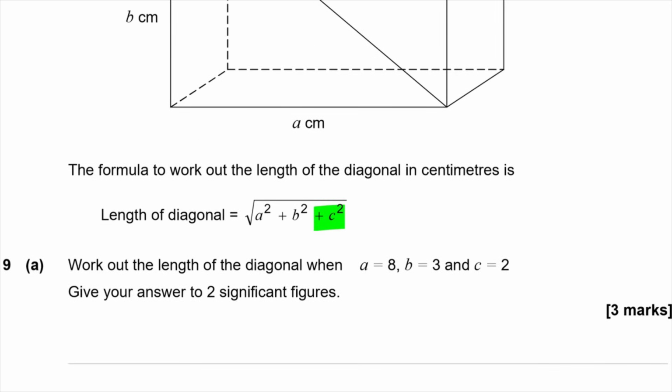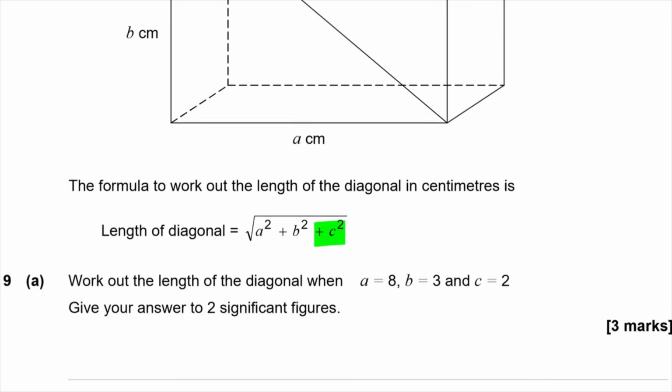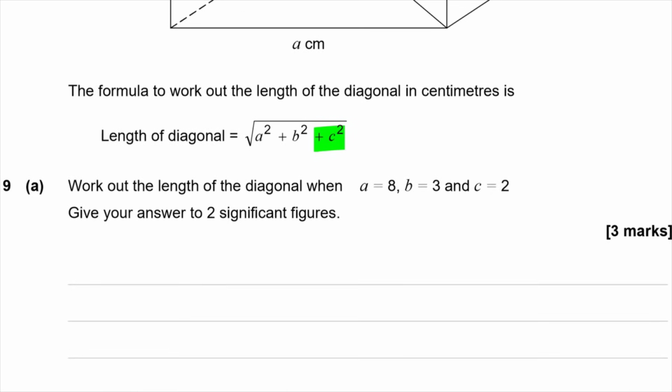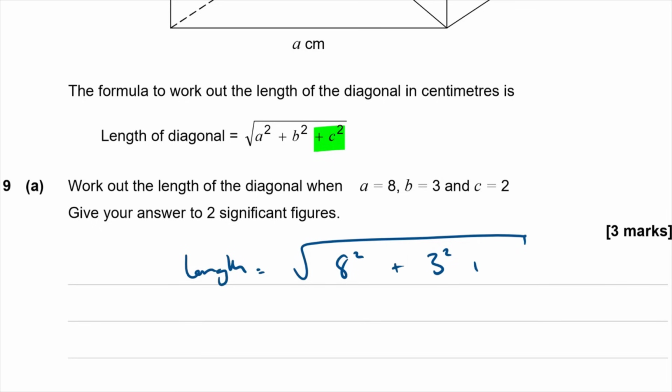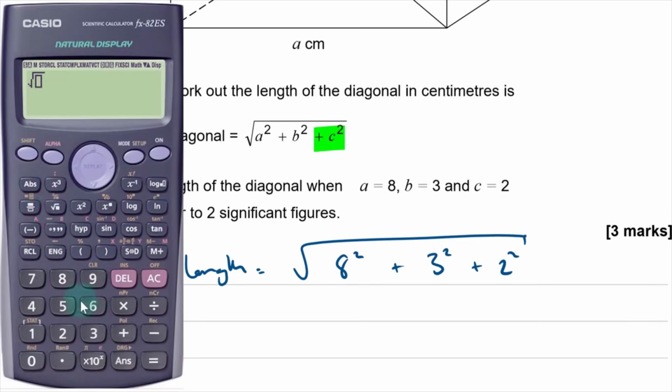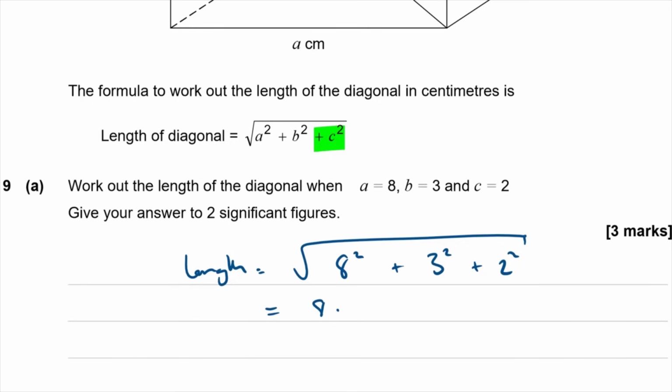So what do we have to do here? Work out the length of the diagonal where a is 8, b is 3 and c is 2. We just need to put those numbers into the calculation and work it out. So length is equal to the root of a squared, 8 squared, plus b squared, 3 squared, plus c squared, 2 squared. So job for my calculator: root 8 squared plus 3 squared plus 2 squared. That gives me 8.77. Oh, two significant figures, 8.8.